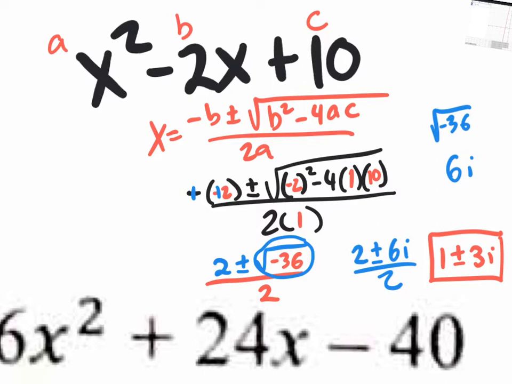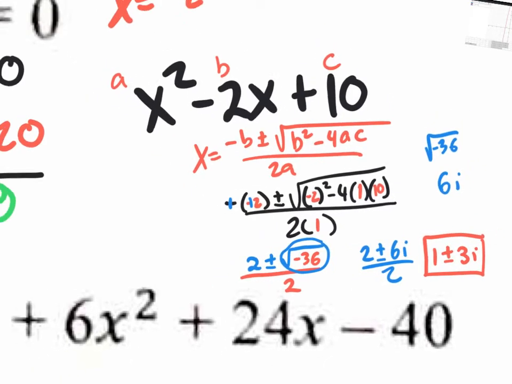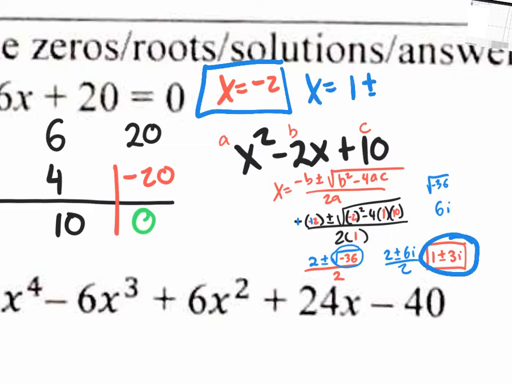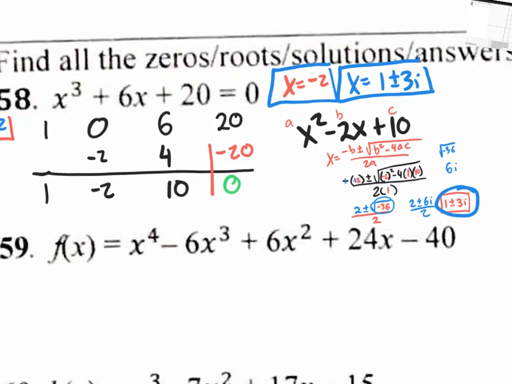And once you have that real answer, you could at least plug it in with synthetic substitution. That way you could get your depressed polynomial, and then use the quadratic formula to get your other two imaginary answers. Okay? So what are your answers? For the multiple choice, you're going to need this answer, -2, and also these other two answers, x equals 1 plus or minus 3i. So those are a total of 3 answers for that cubic function.